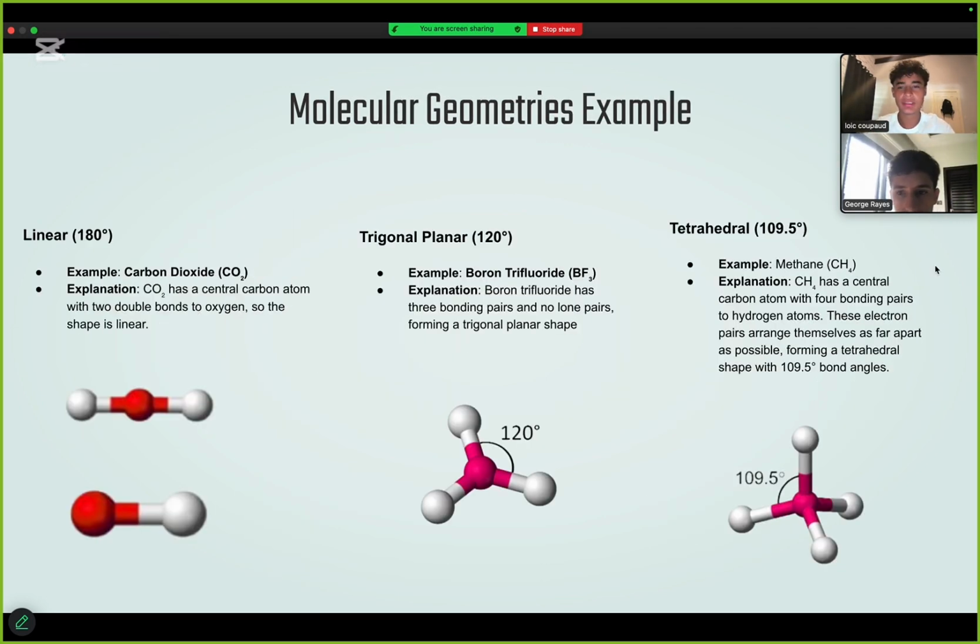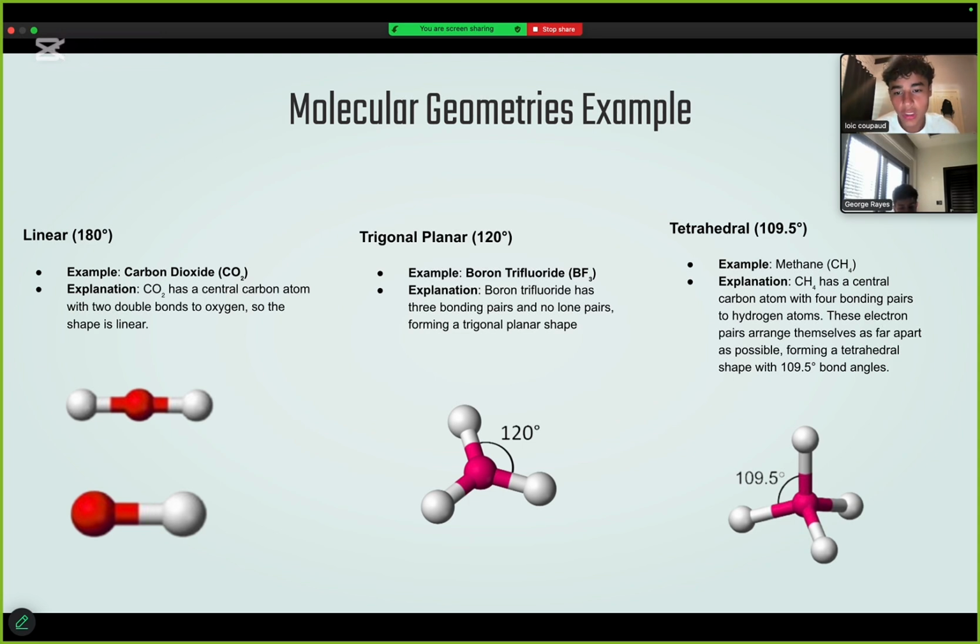Okay, here are some examples of molecular geometries. First example is linear, 180 degrees. An example of this is carbon dioxide, CO2. The explanation: CO2 has a central carbon atom with 2 double bonds to oxygen, so the shape is linear, as you can see in the example on the bottom.